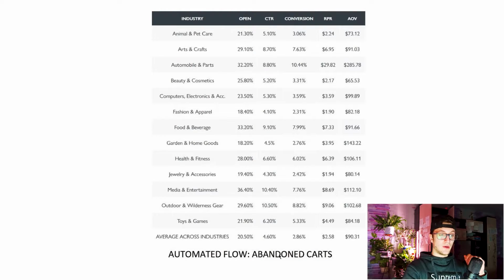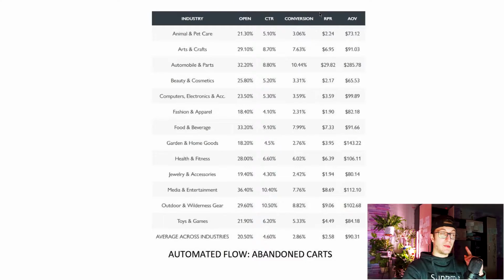Card abandonment, right? Open rates 20%, CTR 5%. We're a little bit better, but I would say 8 would be good. Conversion 3%. I would aim for 4.